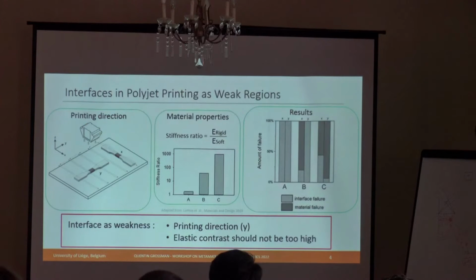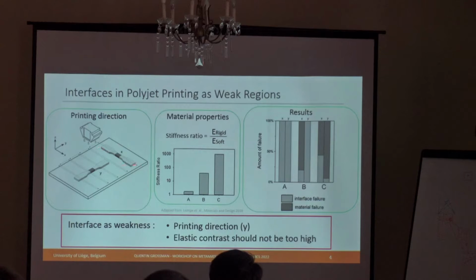So now that we know how to print it, we have to make those bimaterial attachments. And actually, it is not straightforward to make a bimaterial attachment that will break at the interface. So we looked at what was already done, and Lumpe did a lot of work on the influence of the printing direction of longitudinal samples. They also looked at the different stiffness ratios between the soft and the rigid materials that you can use.